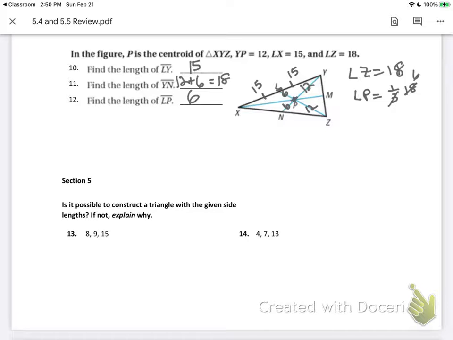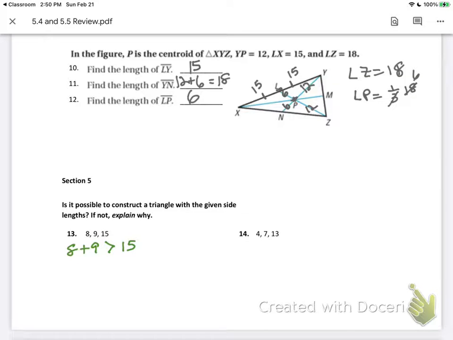Okay, so now, what are we going to do? Is it possible to construct a triangle with the given side lengths? If not, explain why. So remember, any 2 lengths of the triangle have to be greater than the third length.